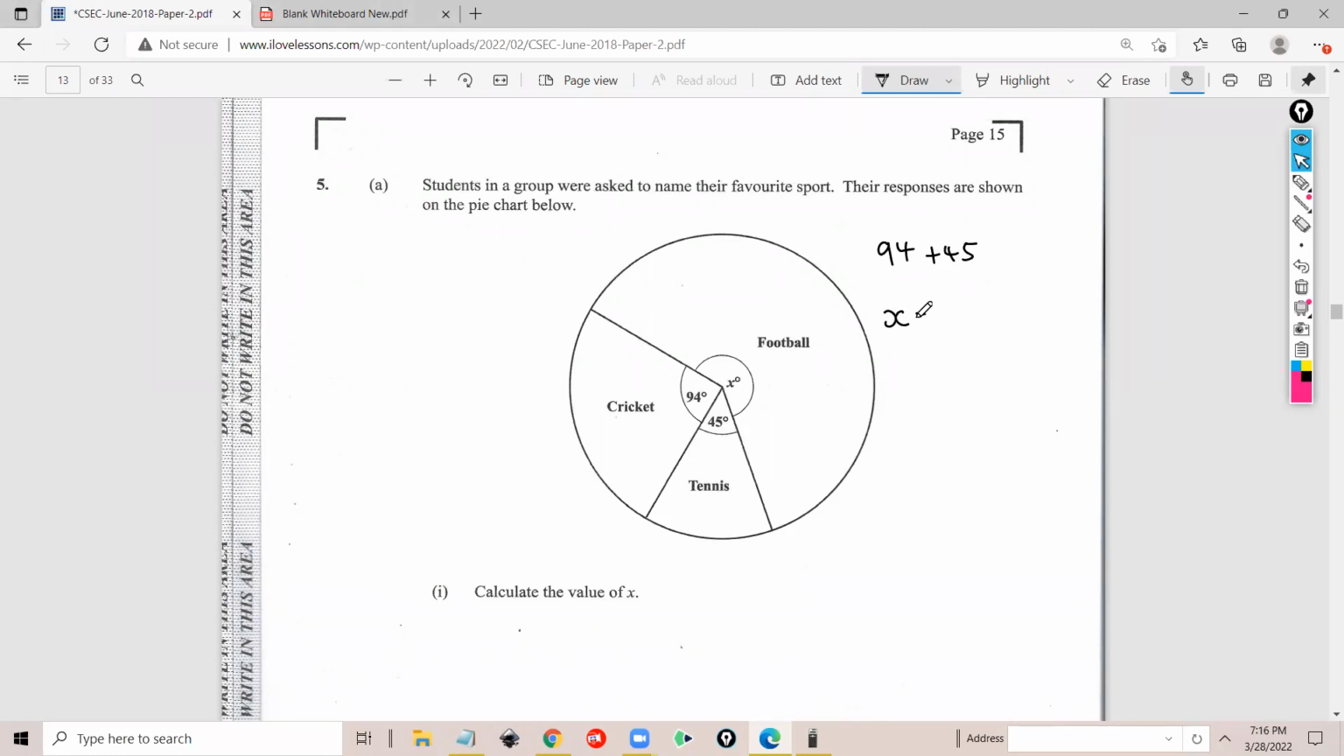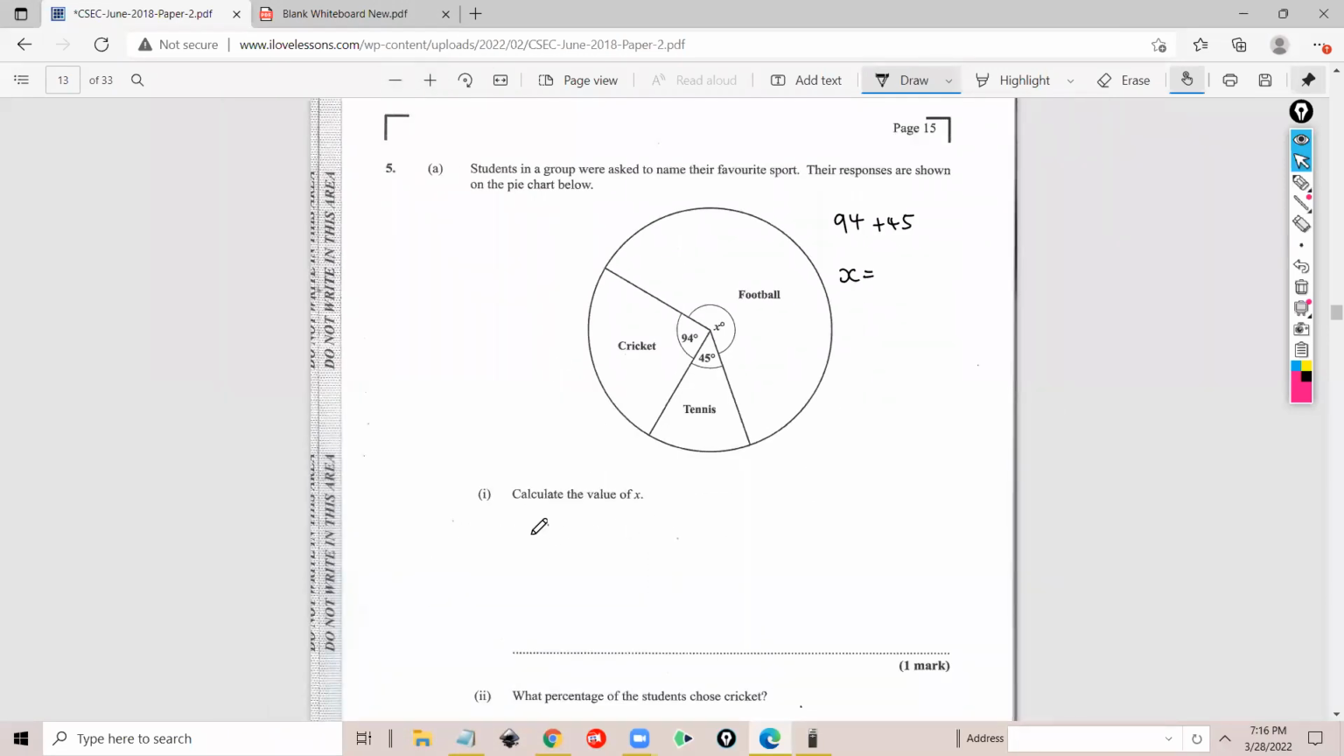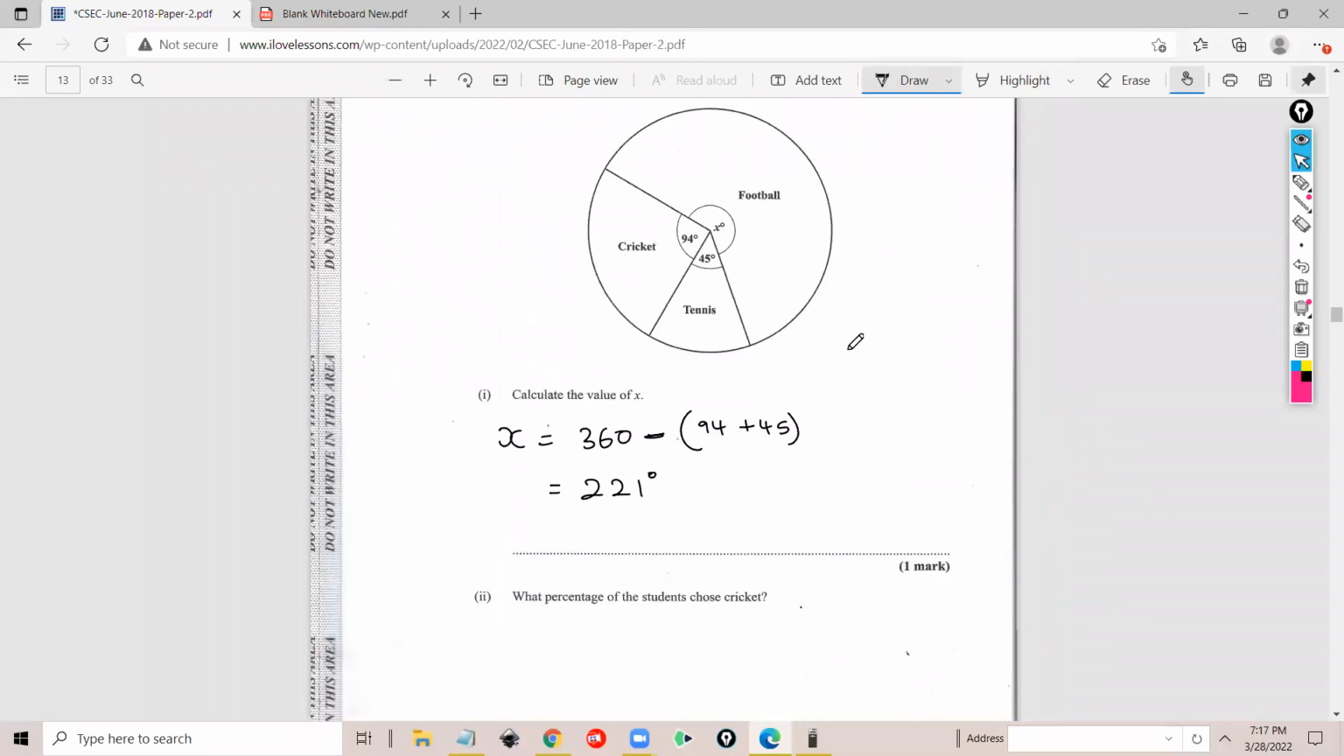So to find x, if you had to put down some work for the examiner, let me show you how I would write it in the exam. To find x, I would simply say 360 minus, open brackets, 94 plus 45. And when I do that, I am getting 221 degrees. So for those who got it wrong, now just double check your working. You may have typed in something slightly wrong on your calculator, right? But please confirm it. Okay, all right, so that's the answer for part 1.